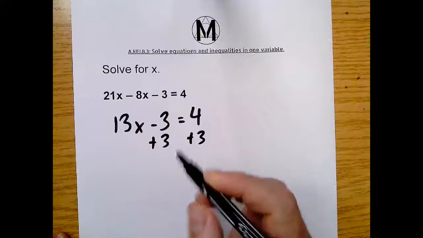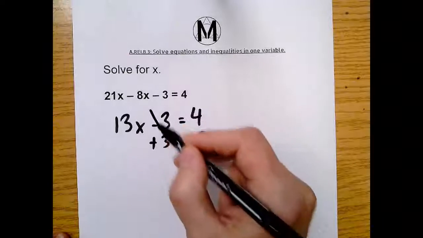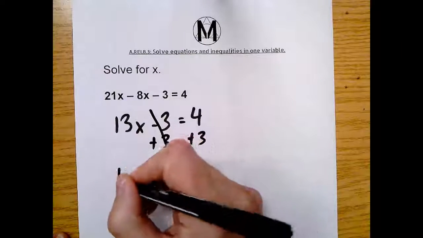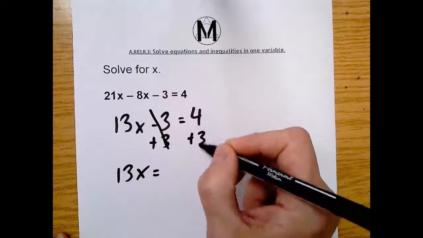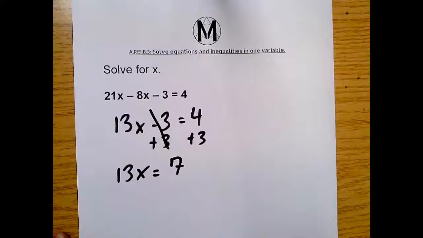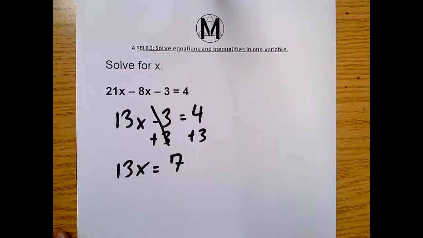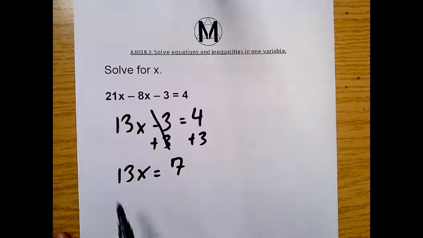So we just actually add 3 to both sides. Minus 3 plus 3, that becomes a 0. Those go away. So now I have 13x equals 4 plus 3 is 7. Okay, we're getting very close now. And so we have 13x equals 7.